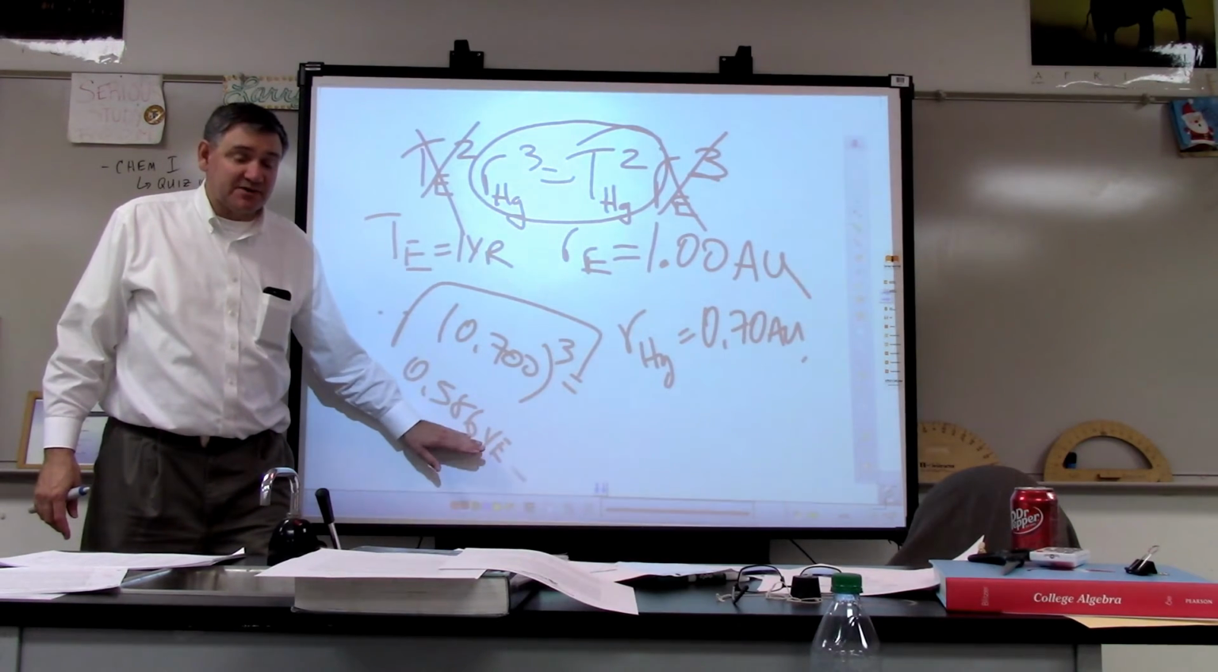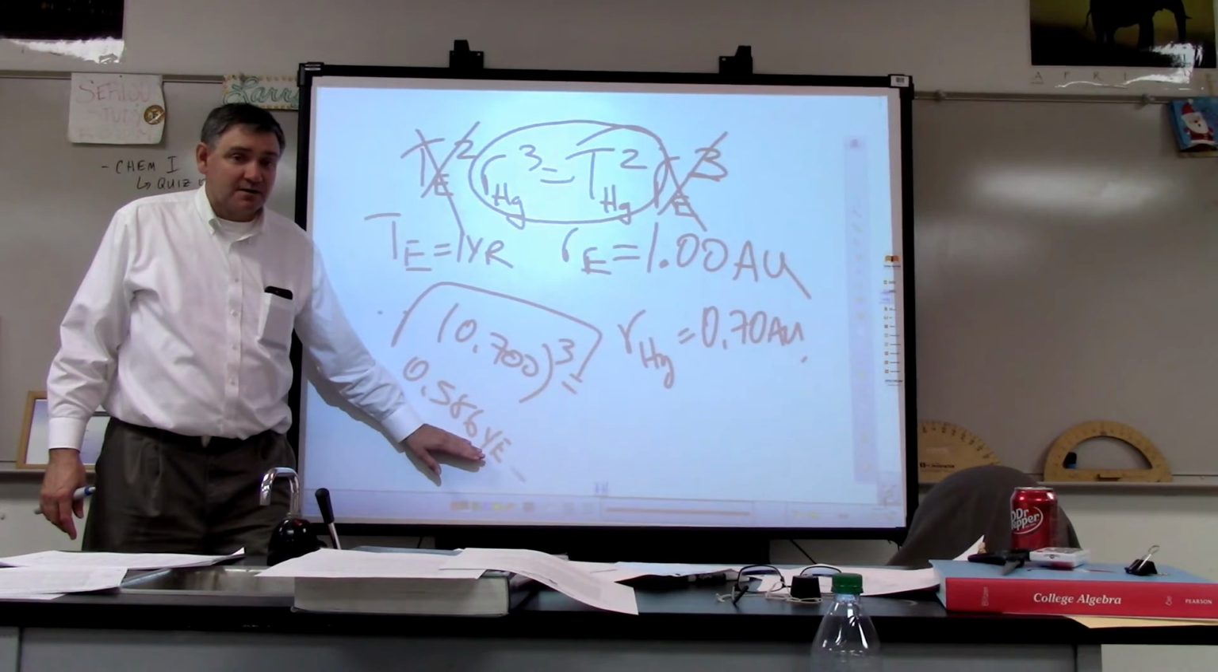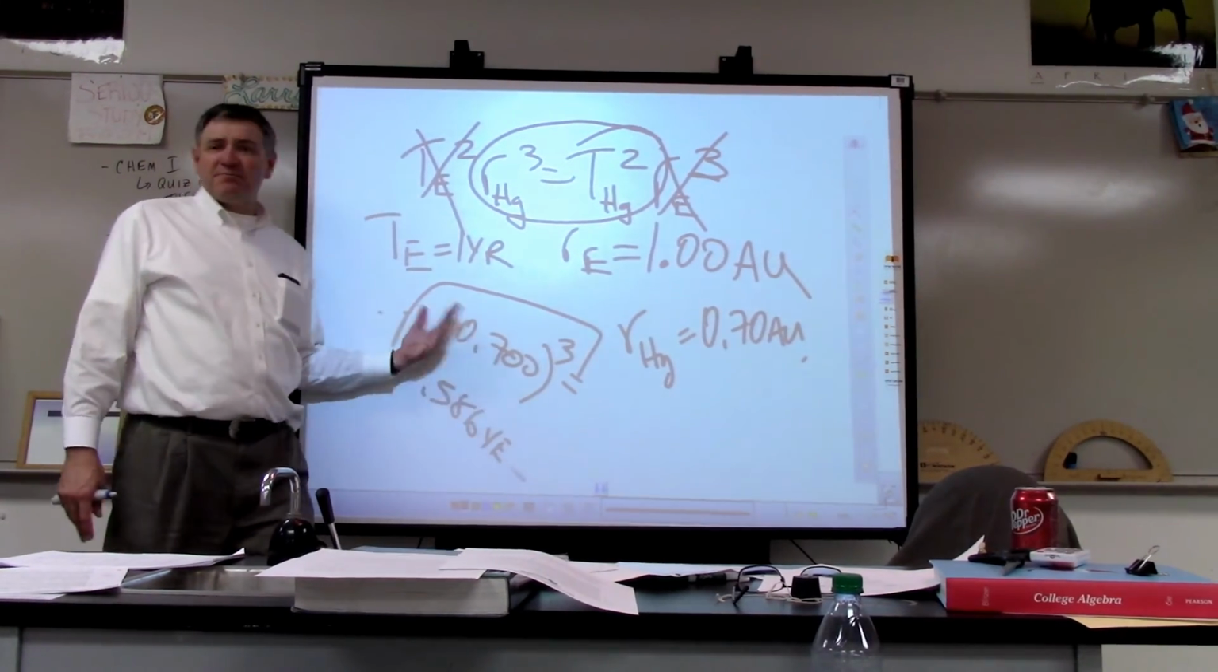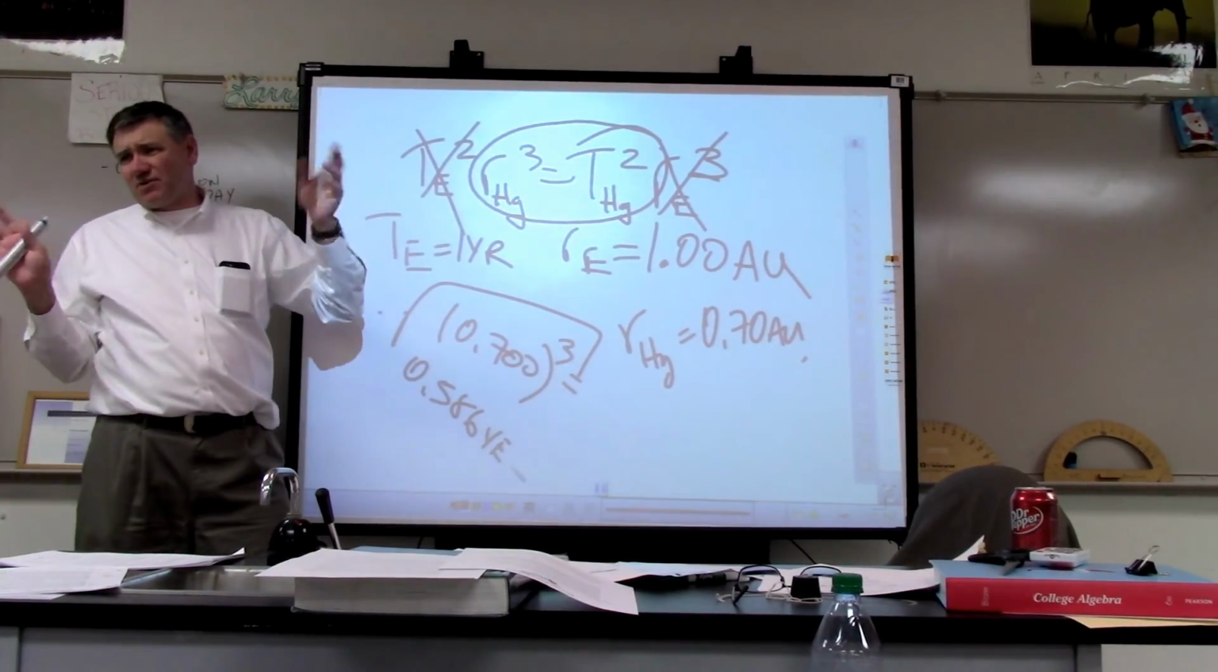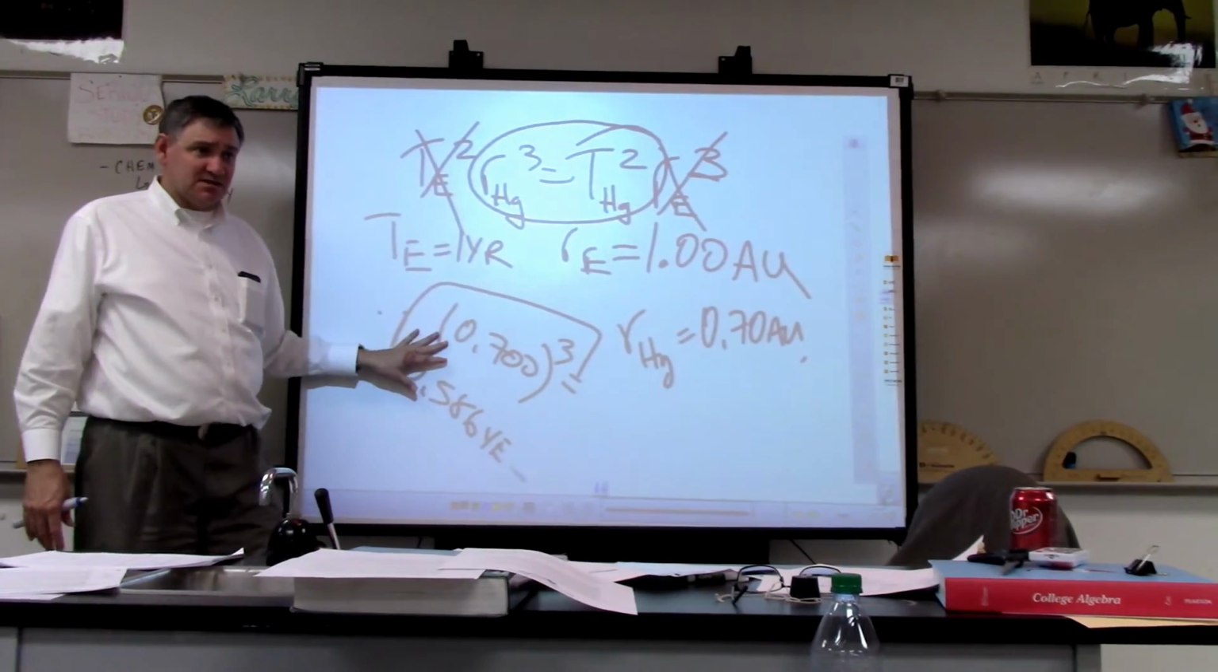Take 365 times 0.586. That gives 213.77. Based upon this, Mercury's orbit should be about 213 days, which it isn't. It's actually around 90, but I'm just showing you this as an example.